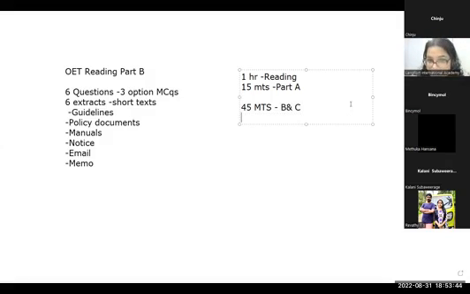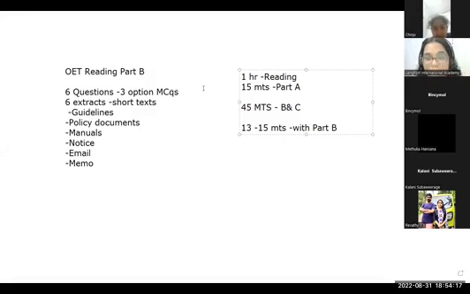Out of this 45 minutes, I would say spend 13 to 15 minutes, not more than that, on part B. Do not spend more than 15 minutes finding answers for part B. Once you have found enough answers, whether you have completed it or not, I would strongly recommend you move on to part C. Do not spend way too much time trying to figure out part B. Find how many answers you can, then move on to part C.